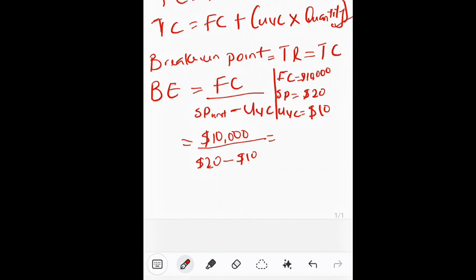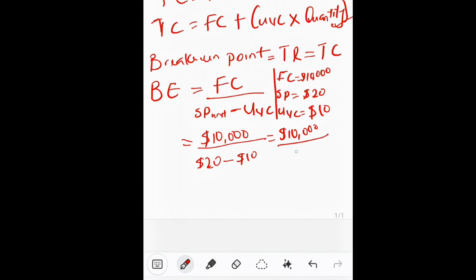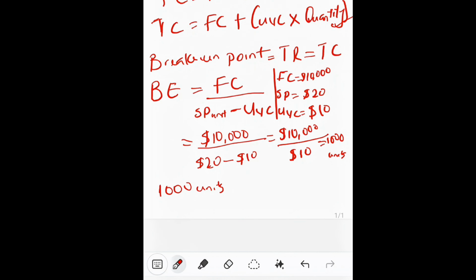So let's do the calculation here. It will now be $10,000 over $10. Remember, 20 minus 10 will give you $10. So this will now be 1,000 units. Our break-even point will now be 1,000 units. So that means we need to sell 1,000 units in order to get our break-even point.